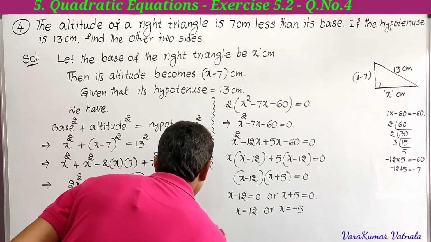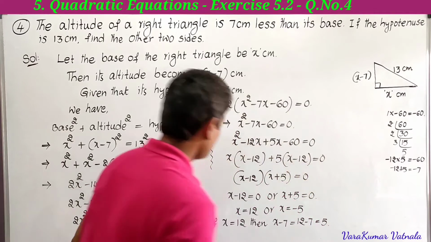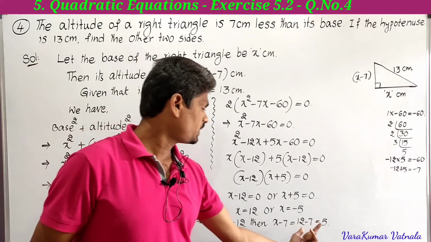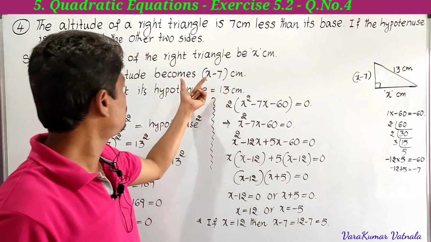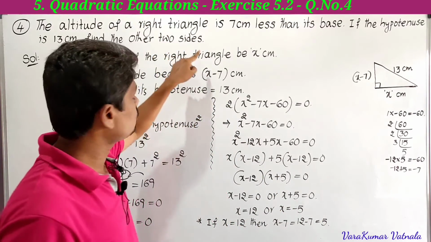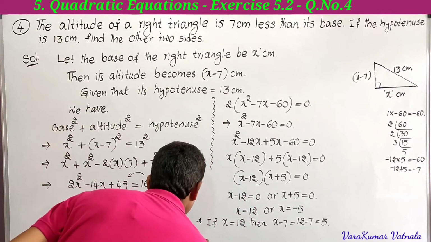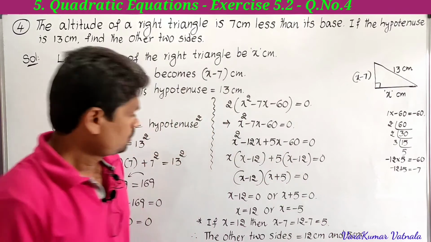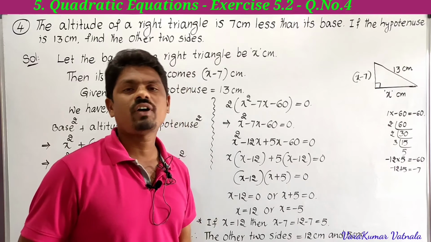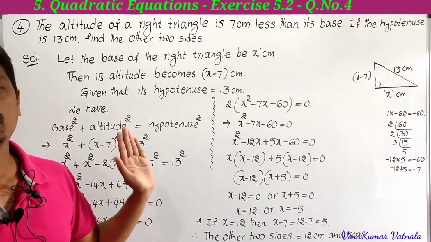If x is equal to 12, then x minus 7 is equal to 5. So therefore, x value is nothing but base. Base is equal to 12 centimeters and x minus 7 is nothing but altitude. Altitude is equal to 5 centimeters. So find the other two sides. Therefore, the other two sides are 12 centimeters and 5 centimeters. So this is the fourth problem in 5.2 exercise.